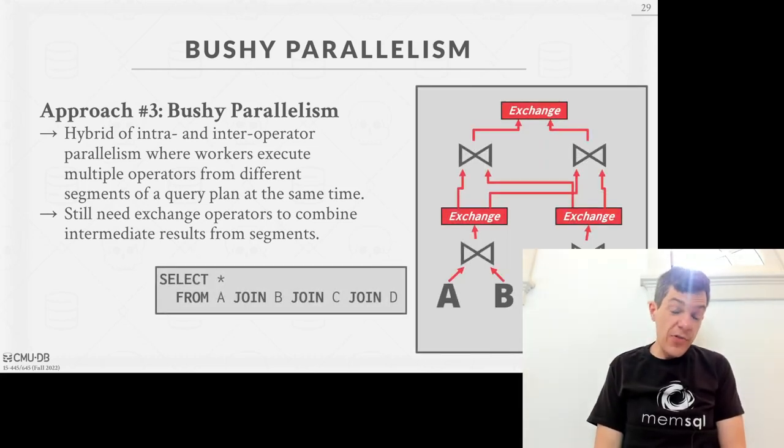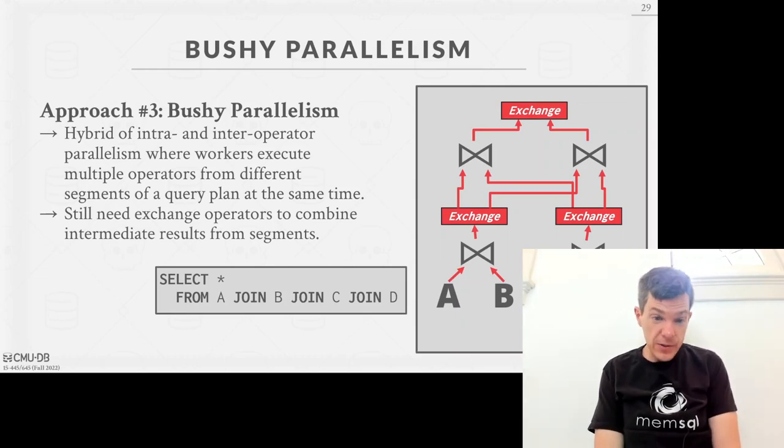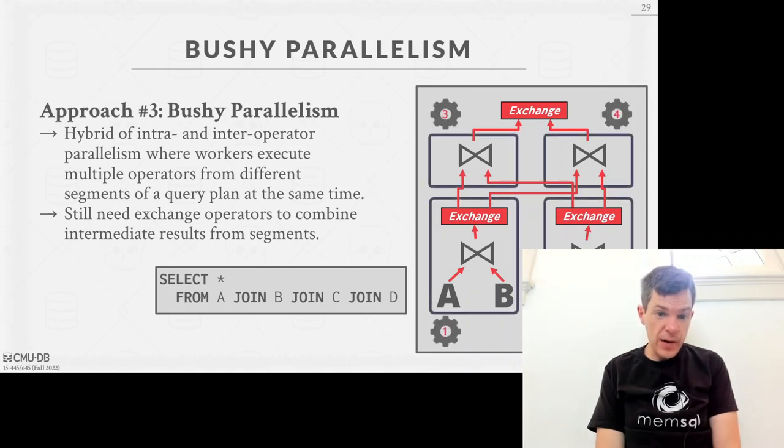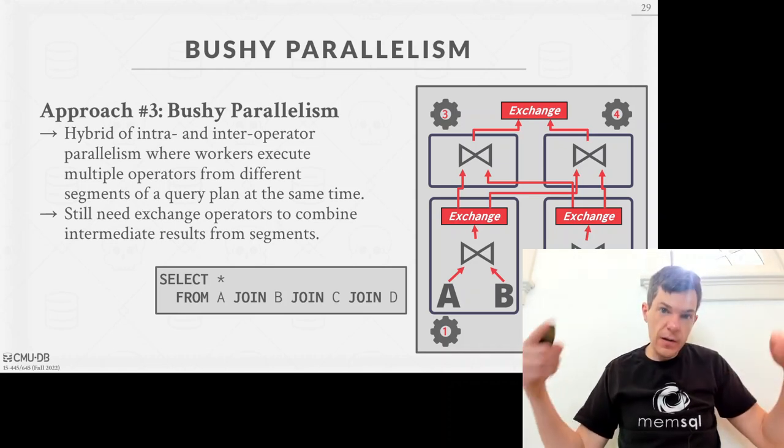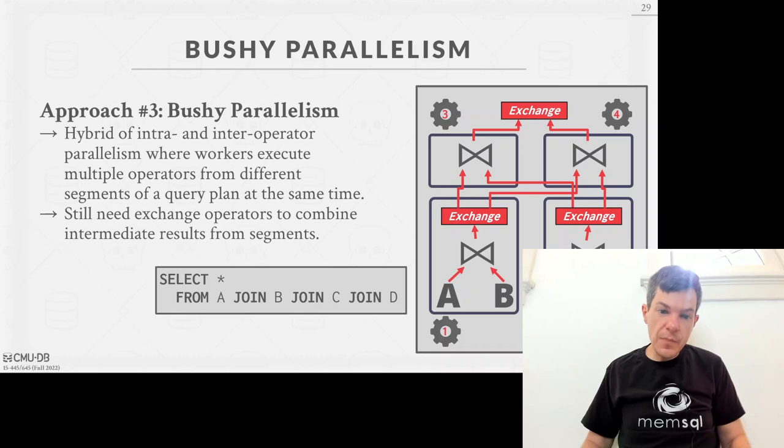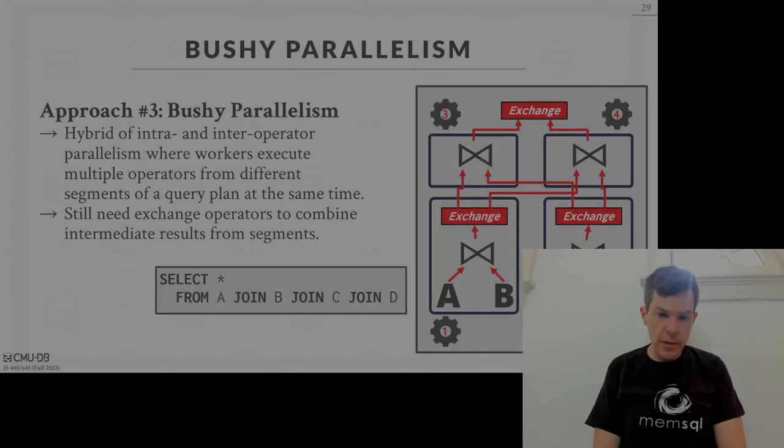So now we have, say, a four-way join between table A, table B, table C, and D. With Bushy parallelism, I could break it up so that the join on A and B is done on one worker, the join on C and D is done on another worker, and then these are producing outputs that are then running to do the join on the intermediate results between all of them.